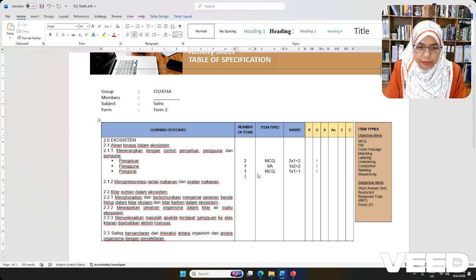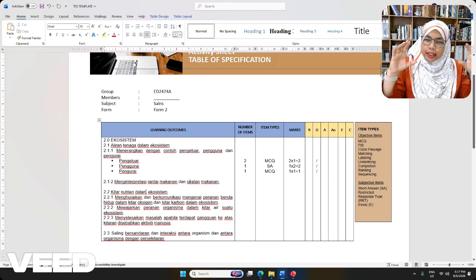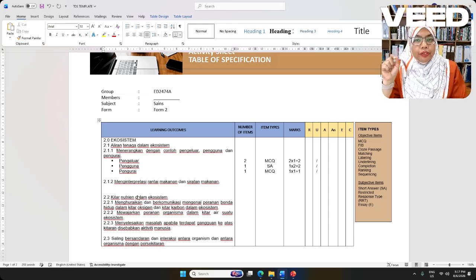So, if this is our learning standard, there are two aspects that we need to look at: rantai makanan dan siratan makanan. Let's say, for example, I do not want to come up with a specific question for each. What I want to do is to have a question that measures both of these. For example, I want to ask, how does rantai makanan affect the supply of siratan makanan? So within that one item, I am looking at the relationship between this and this. If that is the case, I do not need to specify them further.